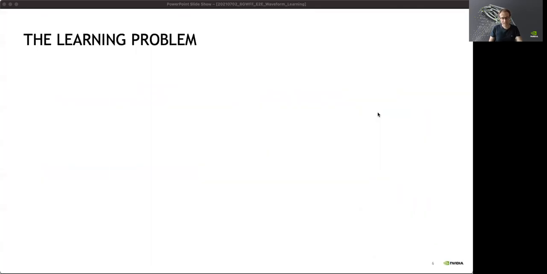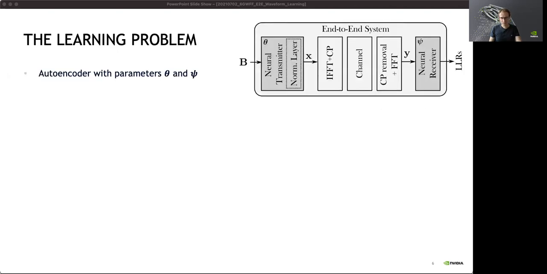Now, we frame this as a learning problem in the following way. We consider an autoencoder where the transmitter is a neural network with parameters theta that transforms a bunch of bits B into a complex valued vector X, which is then modulated via OFDM. Then we have a channel and an OFDM demodulator, which generates the vector Y. And this is then fed into another neural network that produces log likelihood ratios for all of the bits. This neural receiver network has parameters psi.